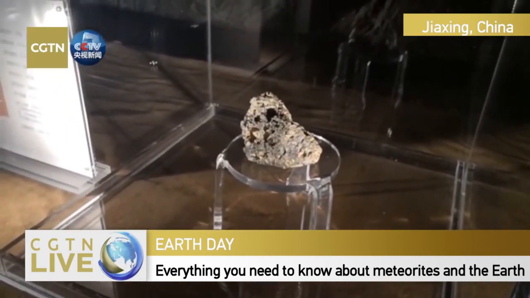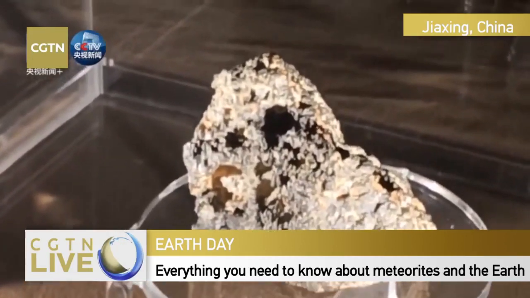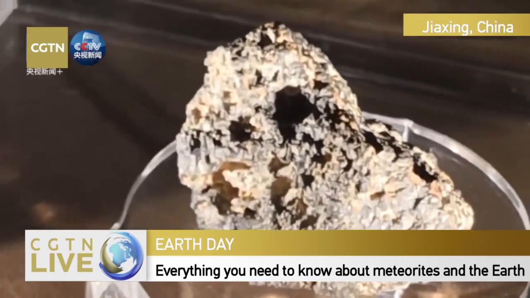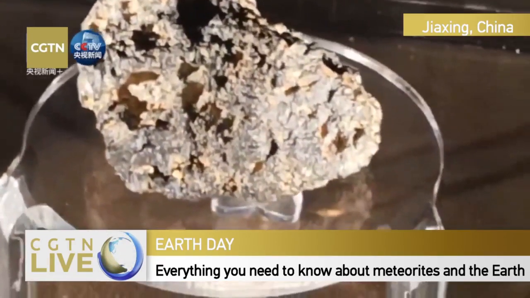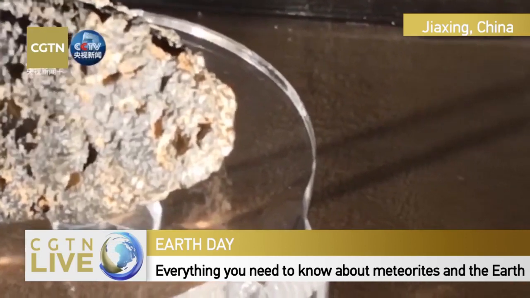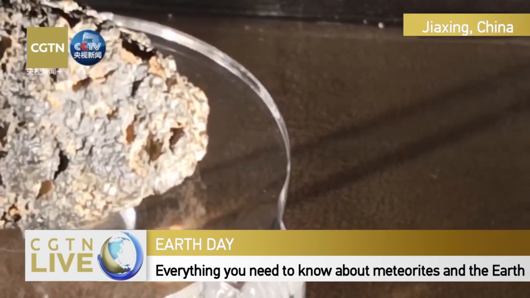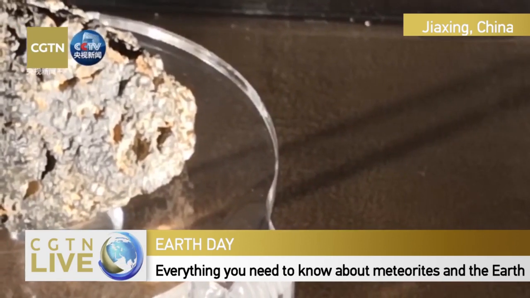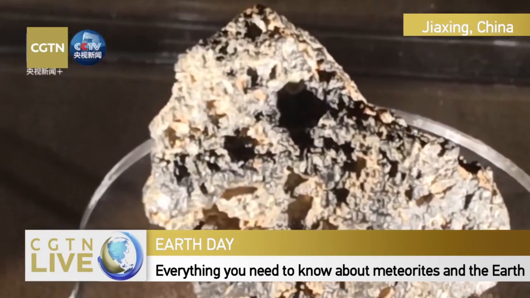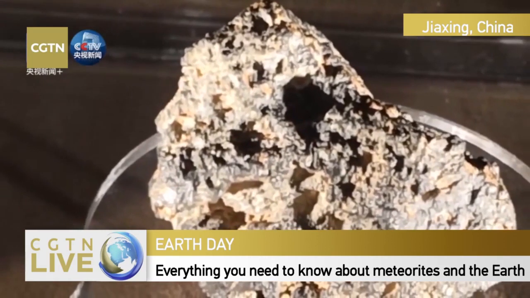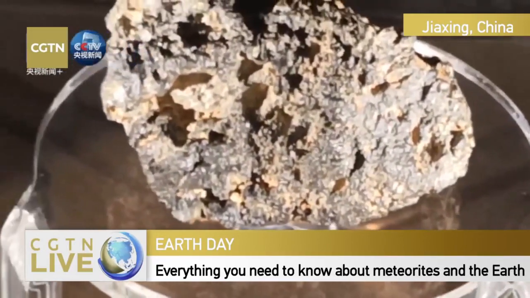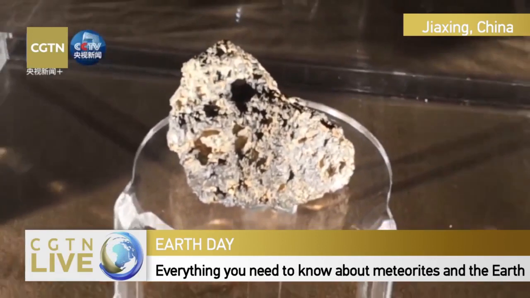This is a moon meteorite. You can see a lot of dents on the surface. They are evidence of a collision between the moon's surface and other asteroids. These dents are evidence of such collisions. It is also one of the debris of such a collision.